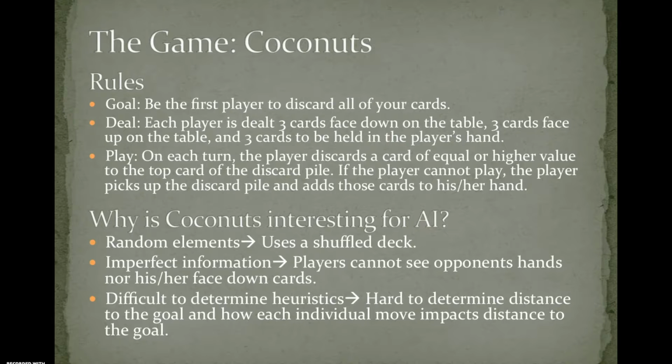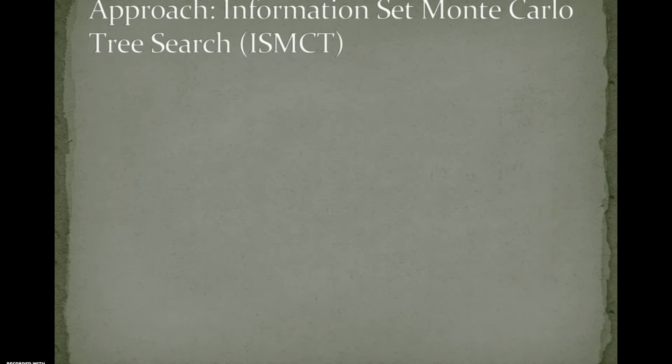Therefore, the AI approach needs to be able to deal with stochastic games with imperfect information and not depend too much on heuristics. Given the characteristics of Coconuts, I selected information set Monte Carlo tree search as the AI for my card game.